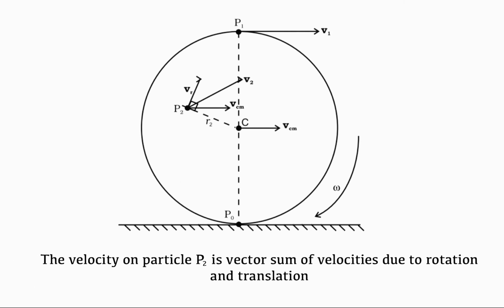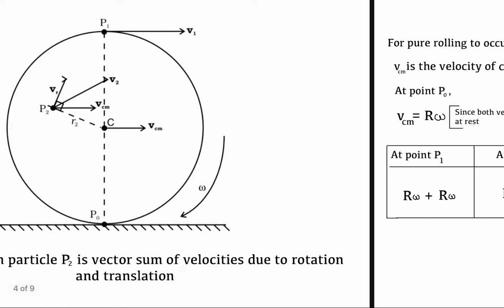So when we consider a particle on an object which is rolling, it will have two components: the translational component vcm, and also the rotational component, which is vr. This will be perpendicular to the radial distance we have taken from the point C. So the net velocity will be the vector sum of the translational component plus the rotational component, and it will be towards this direction.